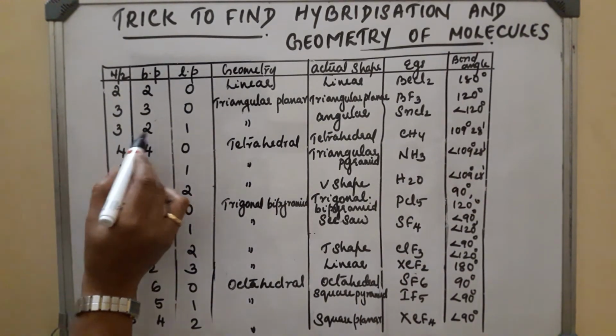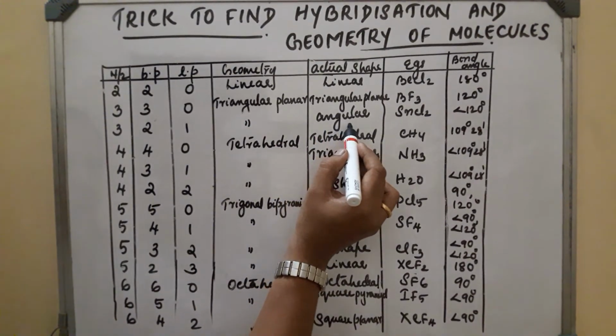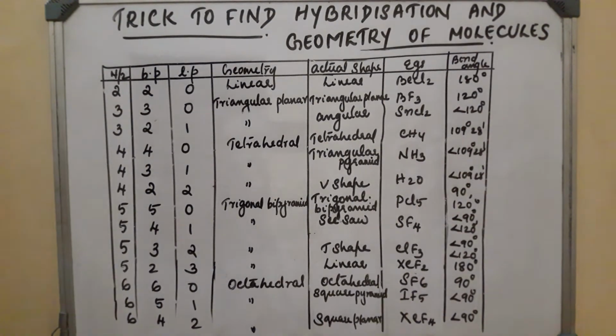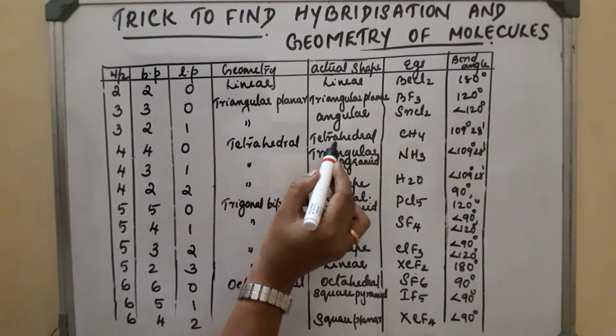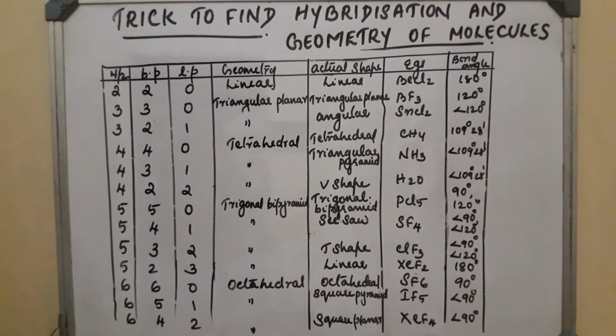Next, 3 2 1, one lone pair is present. So, the shape gets distorted, angular shape, SnCl2, angle less than 120 degree. Next, 4 4 0, no lone pair. So, tetrahedral in shape. Example, CH4, 109 degree 28 minute bond angle.